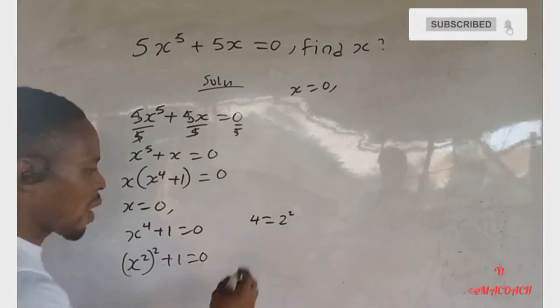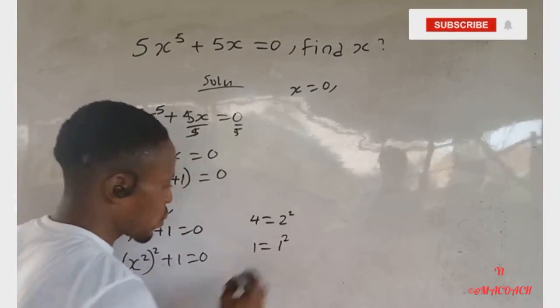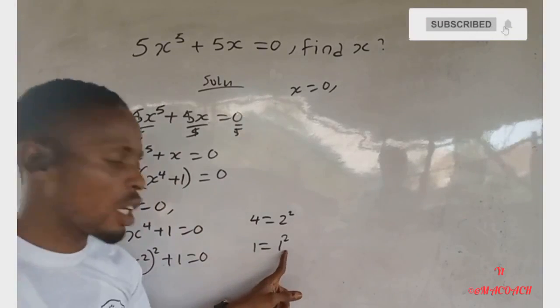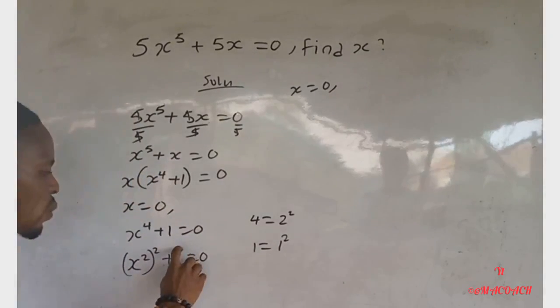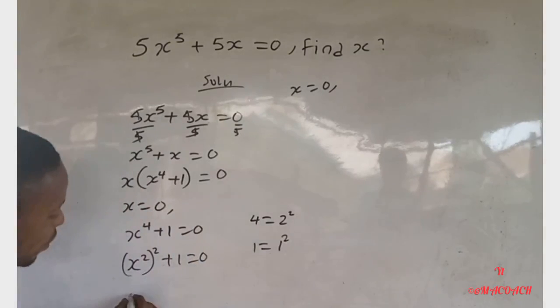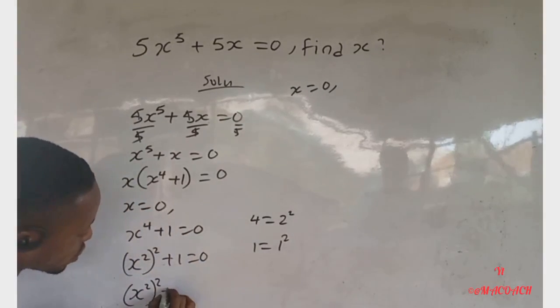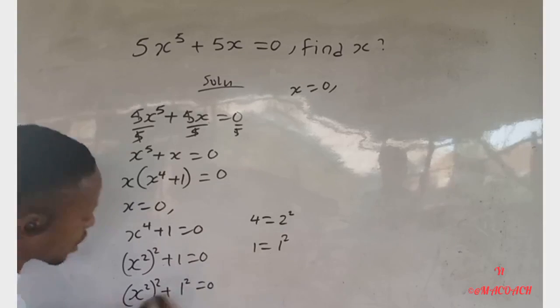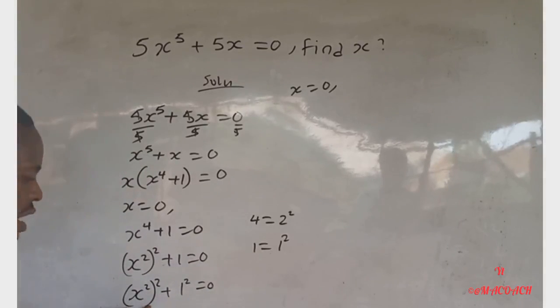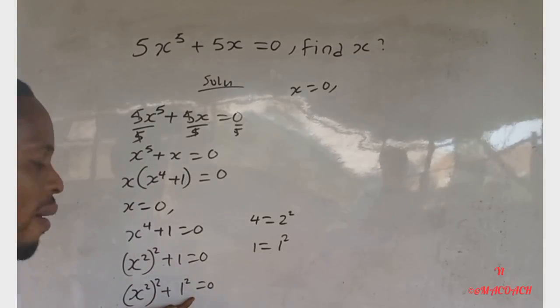Our 1 here can also be written as 1 to the power 2, the same thing because 1 times 1 gives 1. So let's express this as s to the power 2, all to the power 2, plus 1 to the power 2, is equal to 0. So this side and this side are both to the power of 2.